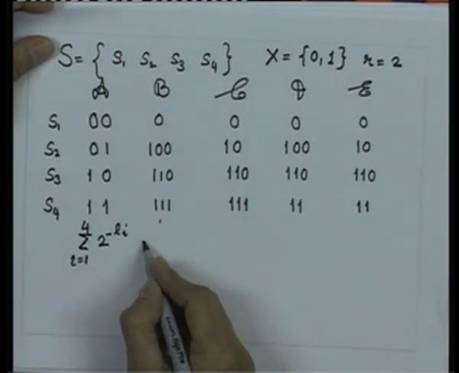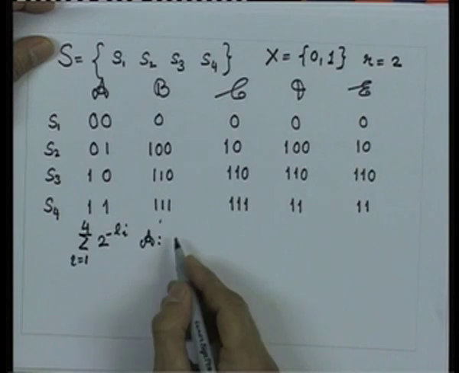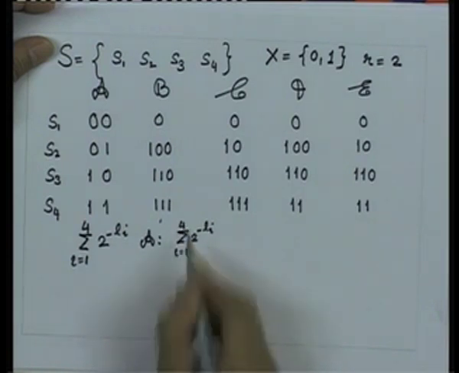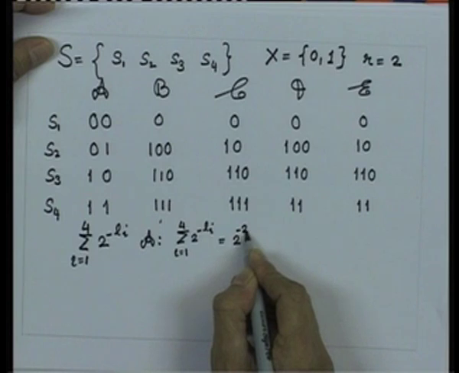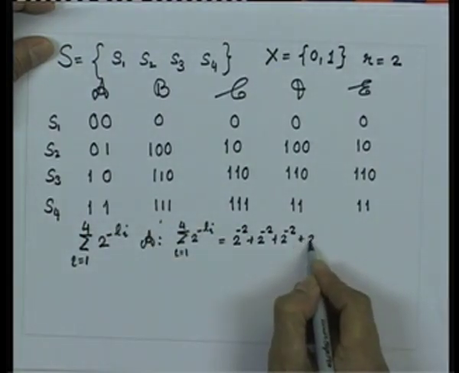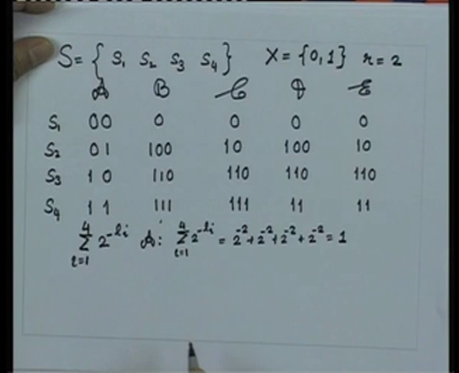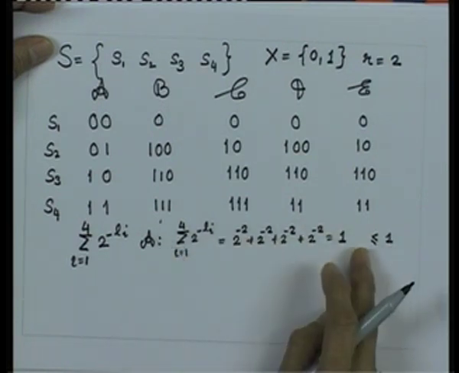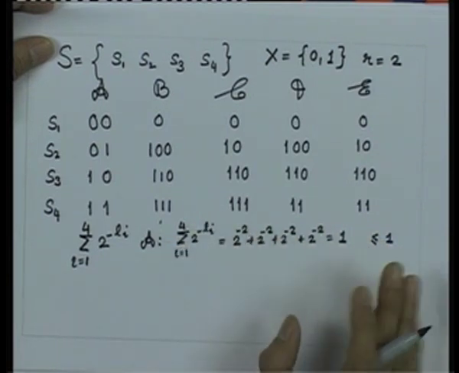So, for the code A, the sum of 2 to the power minus Li, i equal to 1 to 4, will give me 2 to the minus 2 plus 2 to the minus 2 plus 2 to the minus 2 plus 2 to the minus 2, because each code word is of length 2. So, what I get is equal to 1. This satisfies my Kraft inequality, which says that this quantity should be less than or equal to 1. Because it satisfies this, I can be assured that I can have code word lengths of 2, 2, 2, 2. So, all the code word lengths can be of equal length 2 for this case.